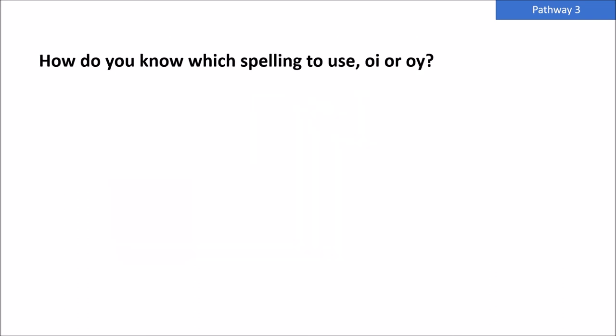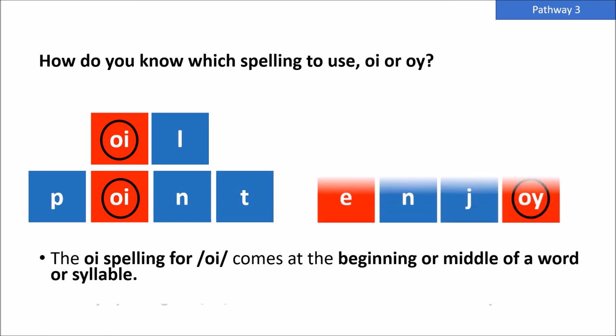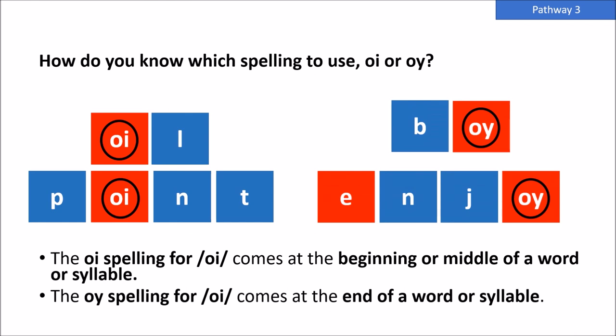But how do you know which spelling to use, O-I or O-Y? The O-I spelling for oi comes at the beginning or middle of a word or syllable. You will notice this in the words oil and point. The O-Y spelling for oi comes at the end of a word or syllable. You will notice this in the words boy and enjoy.